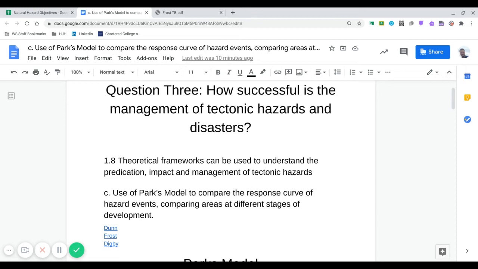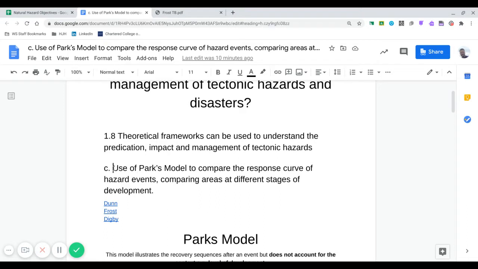This video is going to give you an overview of how to approach this, rather than delving into all the detail which is available in the textbooks. So this is all about how we can judge the success of management in relation to tectonic disasters. And this particular bit is using Park's model to compare the response to disasters from countries at different stages of development. So how much does it help us understand the level of success or the differences in the response from countries at different levels of development?